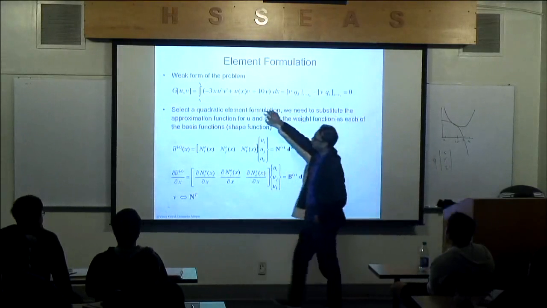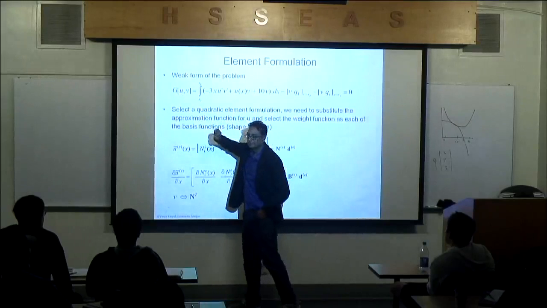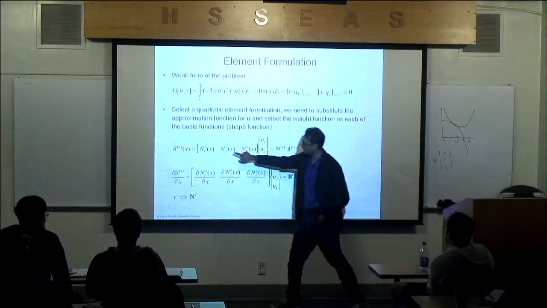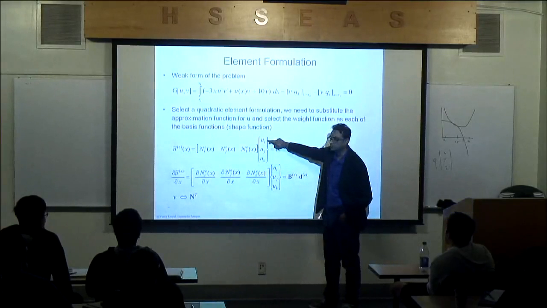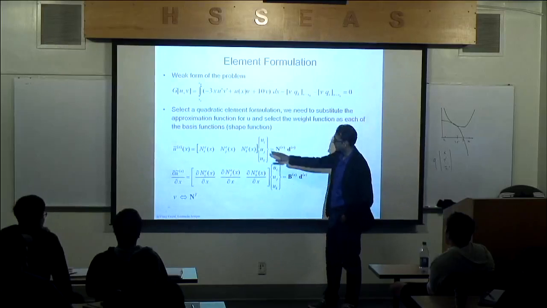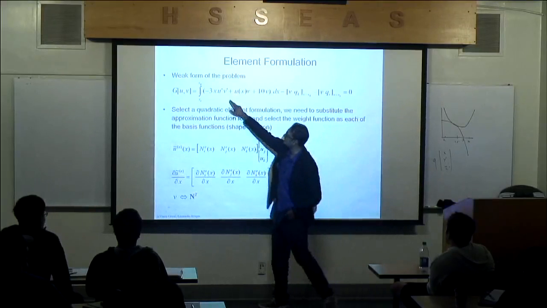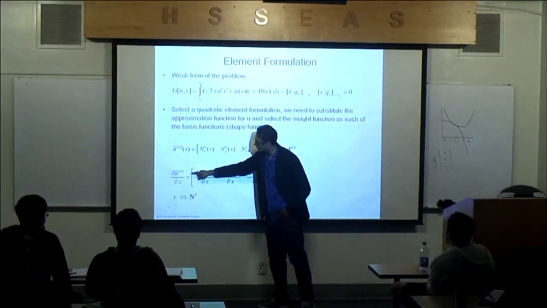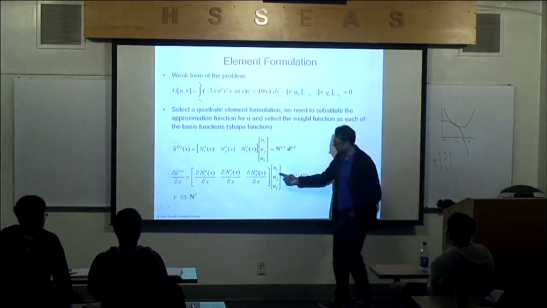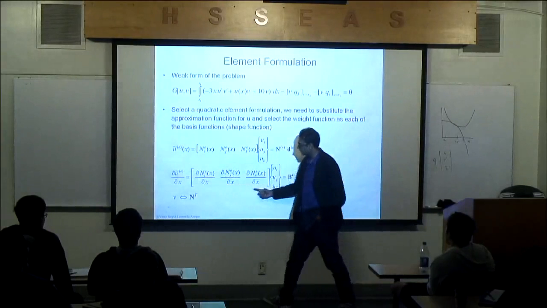I'll substitute U to be the approximation function. Remember, it is the basis function times the unknown nodal quantities Ui, Uj, and Uk. So all of this is substituted. This is what I want to substitute in there. I also have to take these derivatives of U prime. I did it ahead of time to remember that I need to do that. I call this B bold.